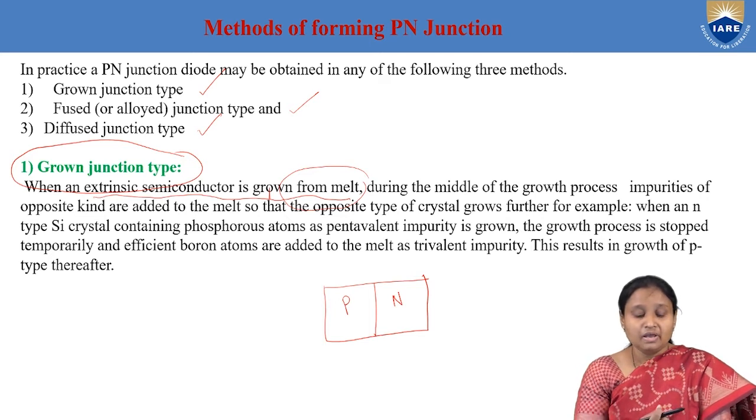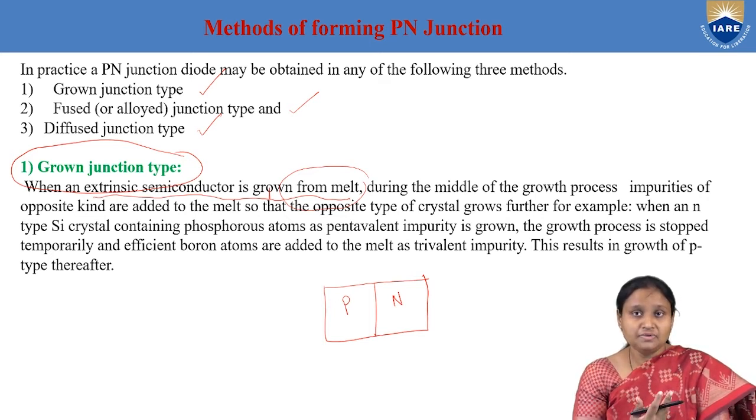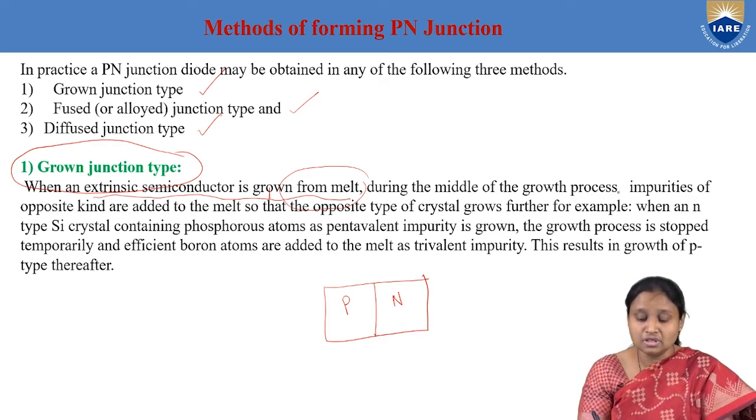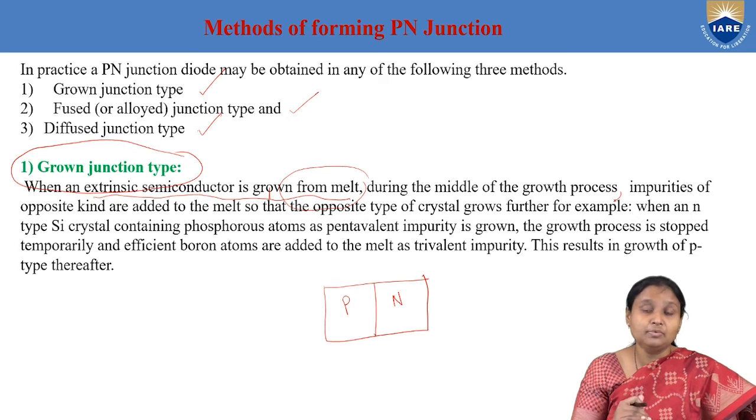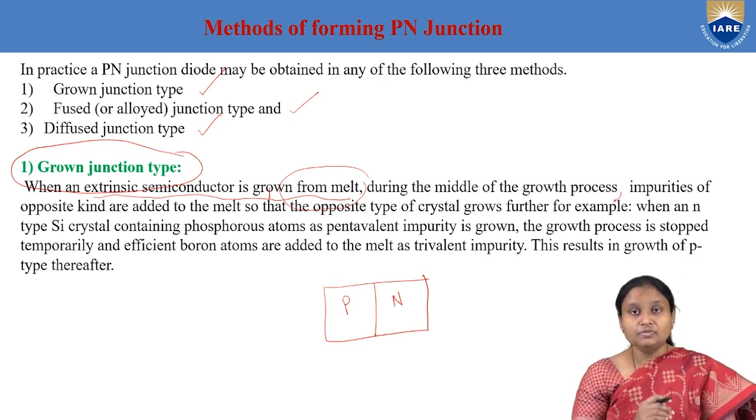What you will observe here is that when we are growing the crystal from the molten state, during the middle of the growth process, we add different types of impurities so that on one side we have formation of p-type and on the other side we have formation of n-type. So that is what we are going to do.